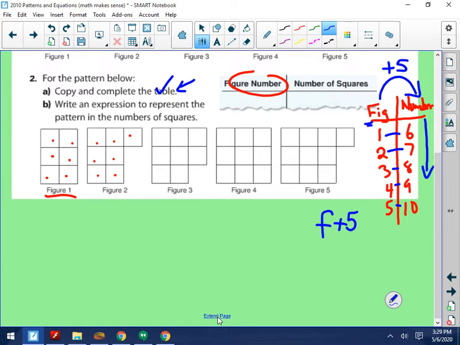Now, that's correct, that's fine, but what I always like to do is write it as an equation, f plus 5 equals number. Number of what? Well, number of squares. So either of those would be correct for number 2.